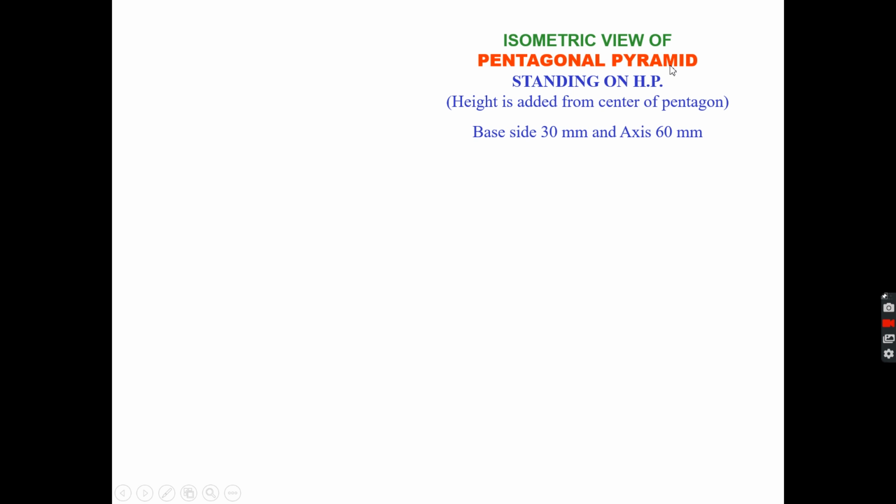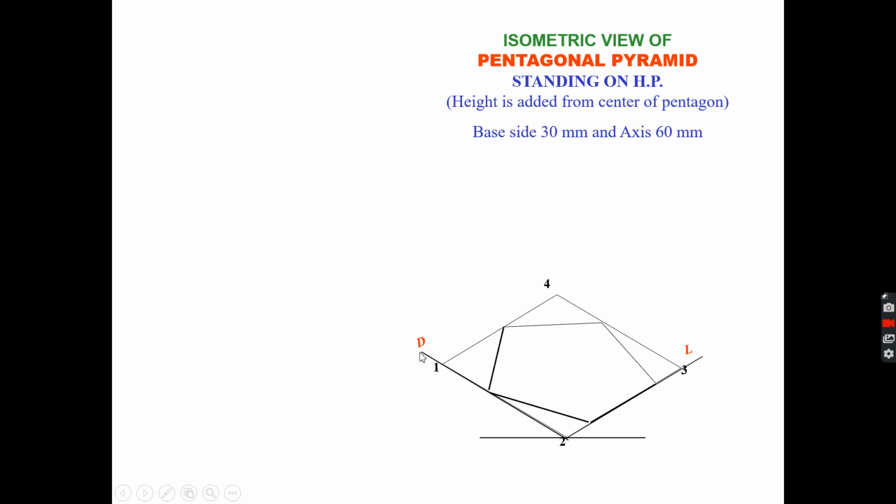So there is a pentagonal pyramid. Standing on the HP means at the top, if you see, there will be a pentagon, because it is pentagonal pyramid. So first we will draw the top view of pentagon. So this is your L axis, this is your D axis, and you can draw the pentagon. So this portion I am not going into how to draw a pentagon, we have already discussed.